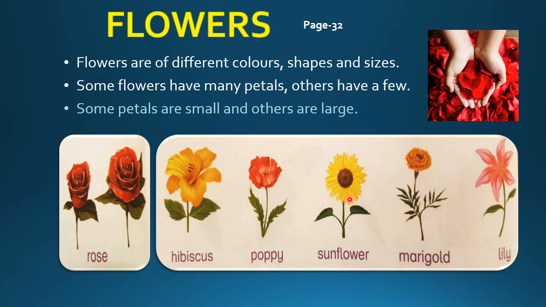Then we can see rose have many petals. Even we cannot count them easily, but we can see in lily plant it has few petals and we can count them easily, like 1, 2, 3, 4, 5 and 6 petals are there in this lily flower. So some petals are small and others are large.